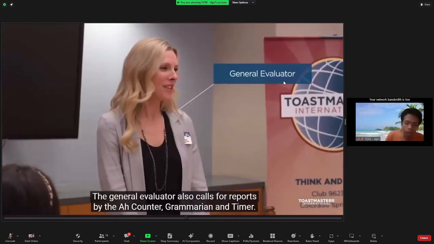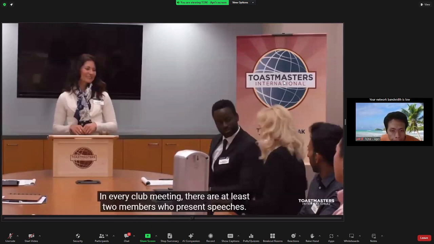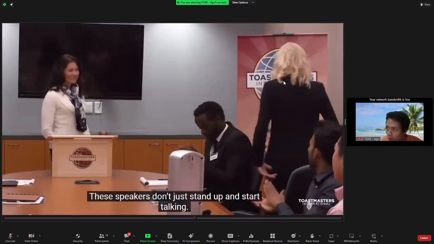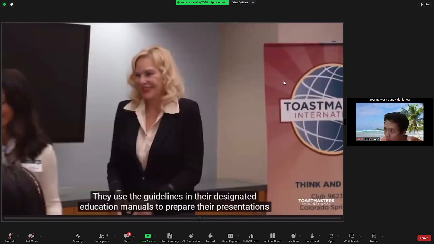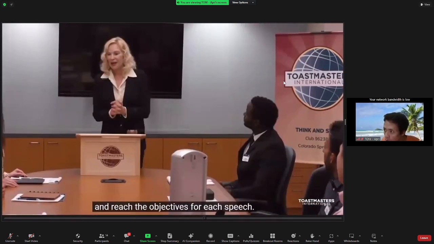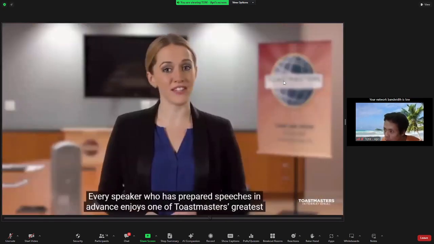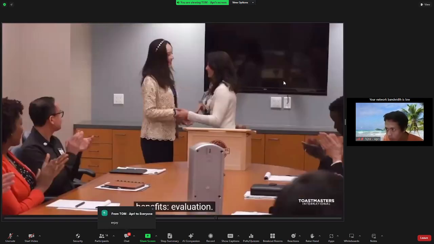In every club meeting, there are at least 2 members who present speeches. These speakers don't just stand up and start talking. They use the guidelines in their designated education manuals to prepare their presentations and reach the objectives for each speech. Every speaker who has prepared speeches in advance enjoys one of Toastmasters' greatest benefits: evaluation. Think of it as having a friend watch you practice a speech and then give you helpful feedback.